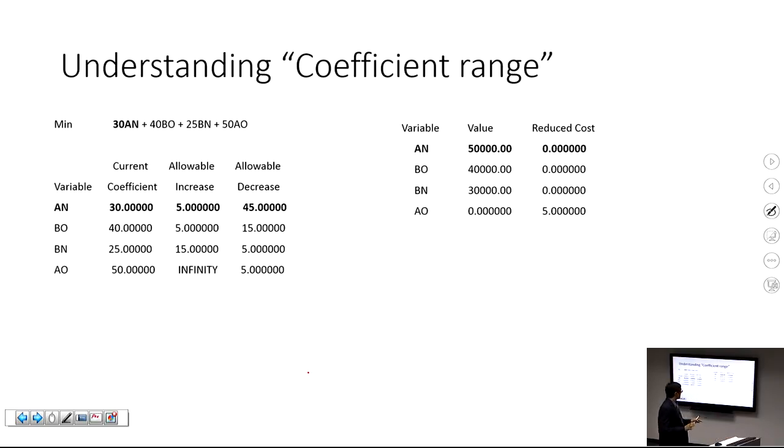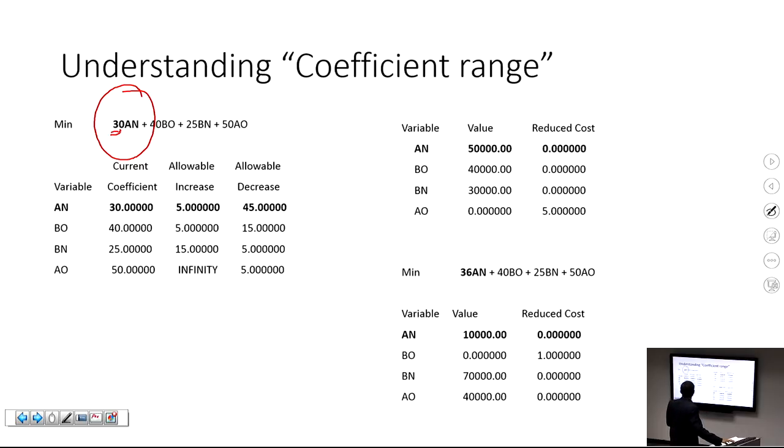And finally, let's understand the coefficient range for the objective function coefficients. So this is your objective function now, and we will focus on this number here. This 30 means that it costs you $30 to make product A on the new line. Common sense will tell you that if you make changes to that coefficient, then there should be changes to the number of products you make.